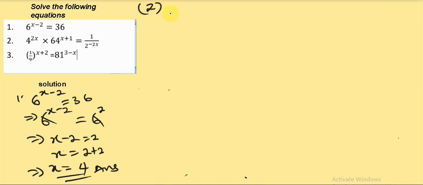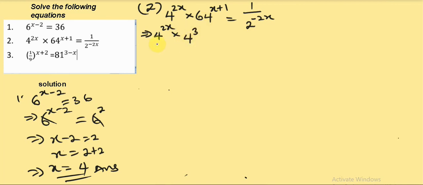Number 2: 4 exponent 2x multiplied by 64 raised to the power of x plus 1 is equal to 1 divided by 2 exponent minus 2x. So I'll do the same here. I'll make 64 to have 4 as its base. So this is going to be the same thing as 4 exponent 2x multiplied by 4 raised to the power of 3, which will give me 64. So you can see this is another way of writing 64 in index form. This is 4 raised to the power of 3 because 4 times 4 times 4 is 64.